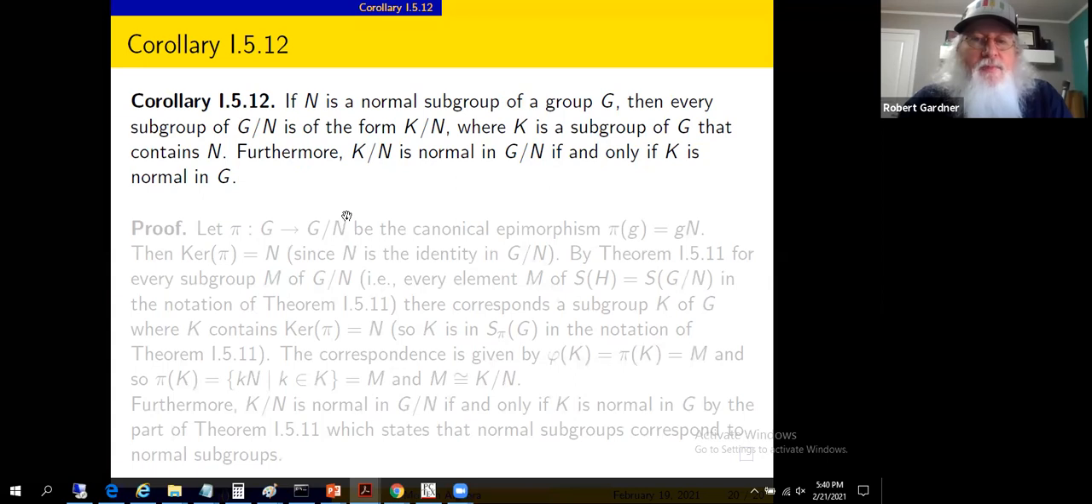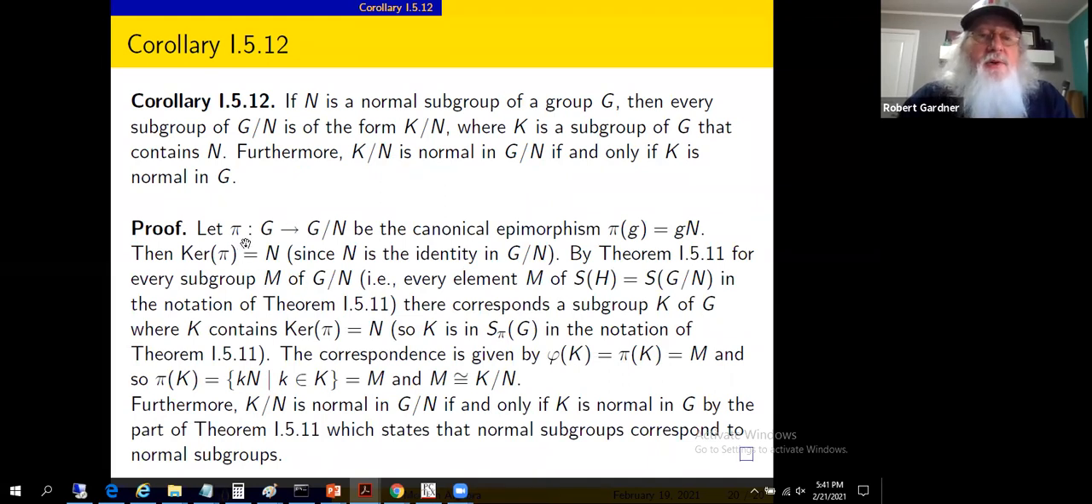The furthermore claim: K mod N is normal in G mod N, so now they're talking about a quotient group normal in another quotient group, if and only if K is normal in G, so it's another requirement of normality of K in G. Right? We didn't put any kind of conditions on K other than it's a subgroup of G. It contains a normal subgroup, but that doesn't mean it itself is a normal subgroup. Apparently it is, and only is, when the K mod N subgroup of G mod N is a normal subgroup.